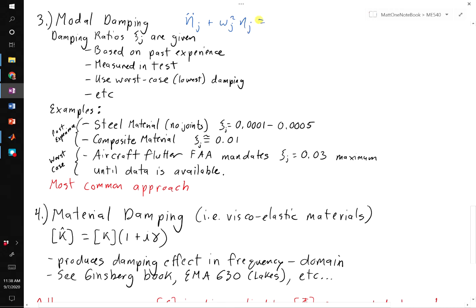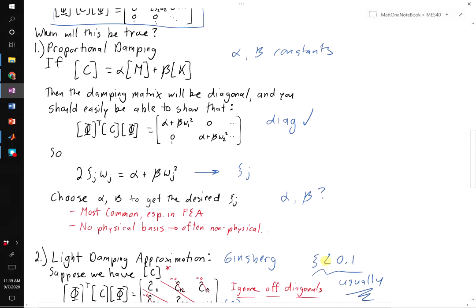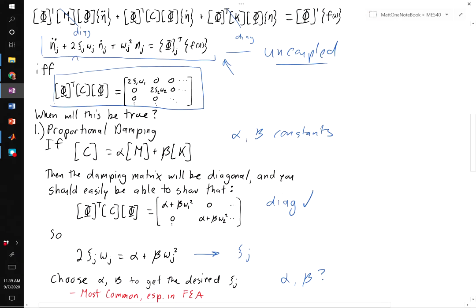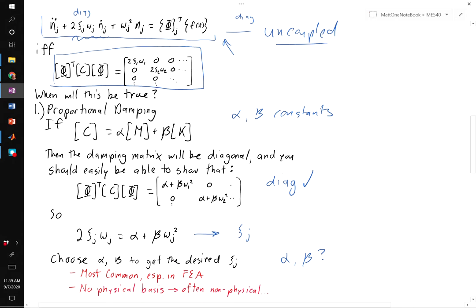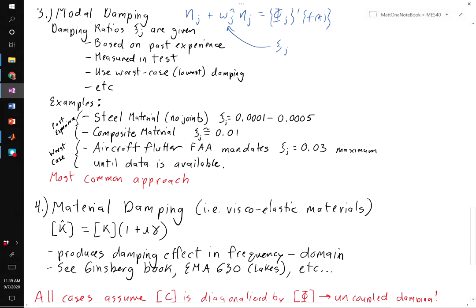So up above, this would be the equation that we get if we didn't know anything about damping. And then someone gives us the damping ratios, and we go and we just insert those in. We add the damping term here. We just add this term to the equations with the given zetas.